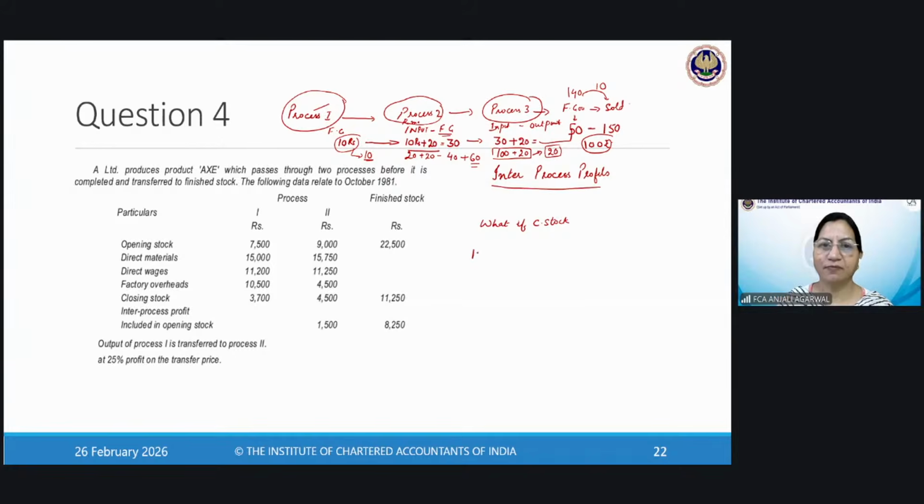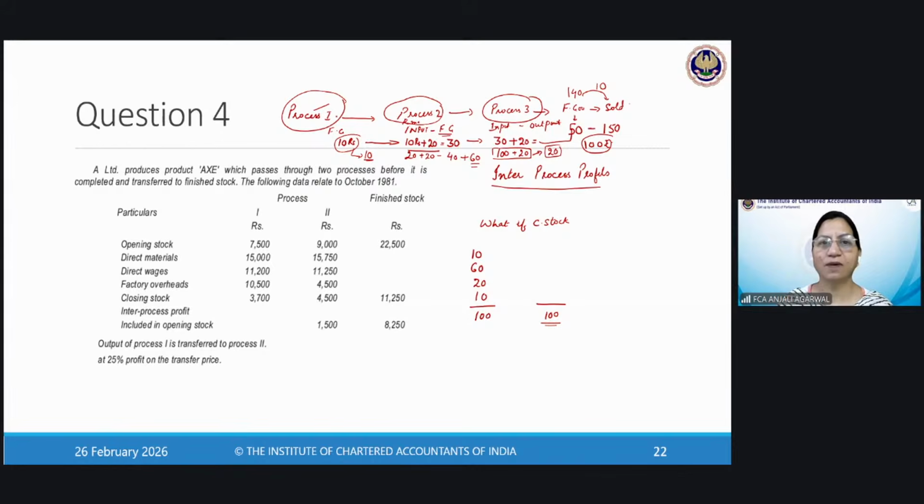So we have seen that process 1 had 10 rupees, process 2 had 60 rupees, process 3 had 20 rupees, and finished goods units have 10 rupees. So the total profit comes out to be 100, which was the total profit here also. But this happened when the entire output is transferred to the next process and there is absolutely no closing stock.